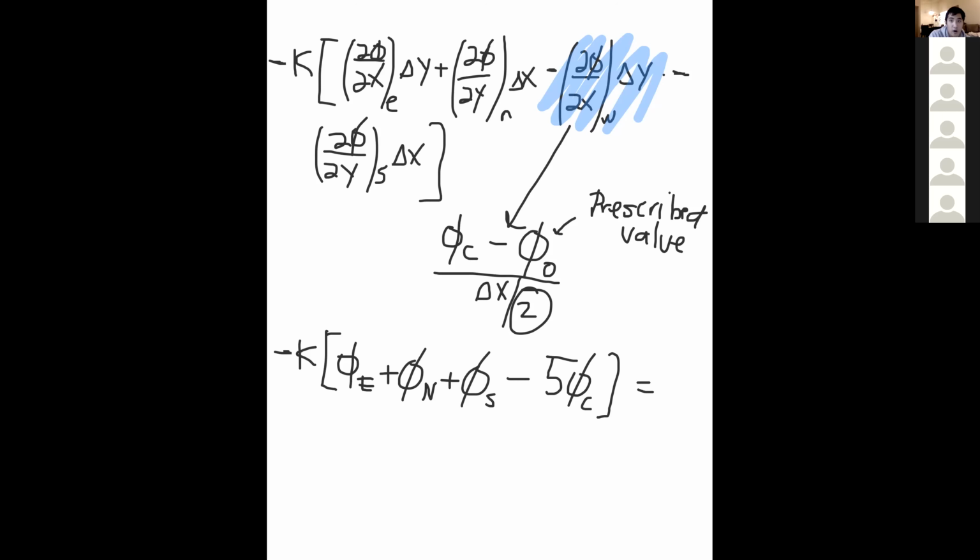So normally for our typical interior case, we have just a minus 4 phi c. But since we have this 2 right here, that adds an additional phi c on that side. So instead of minus 4, we have minus 5. And then on the right-hand side, we have q of xc, yc, delta squared. So that's the same as before. Our source term is the same.